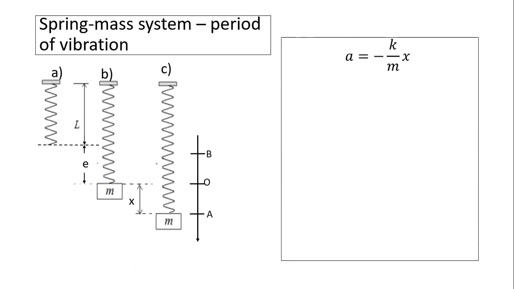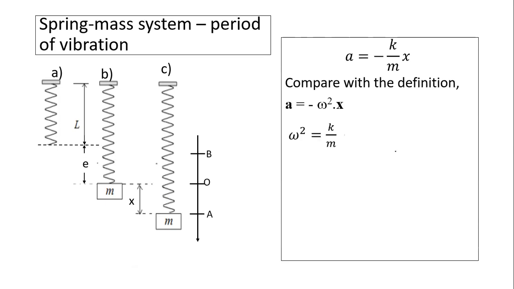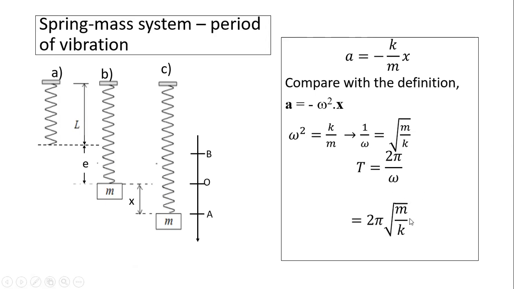Okay, now we are going to find the period of oscillation. As usual, we compare with our definition. That's our definition. So now this omega square equals k over m, and you square root that. You want 1 over omega, so this becomes inverted, square root of m over k. Period is 2 pi over omega, so replace that 1 over omega there. We got our T equals 2 pi square root of m over k. Okay, any problem so far? No.